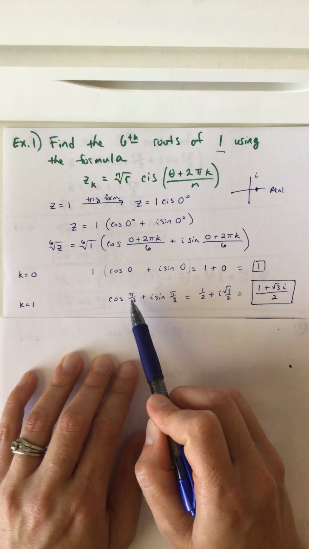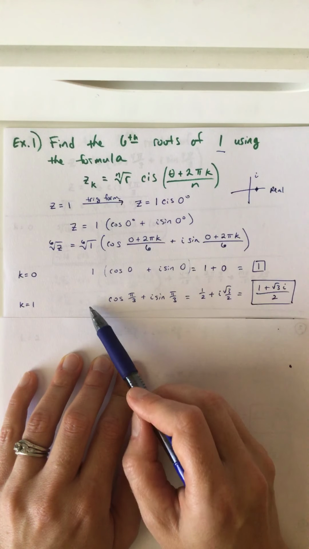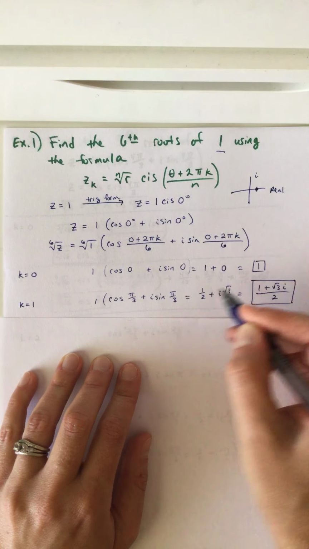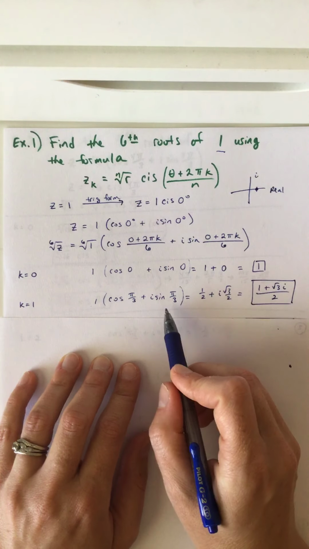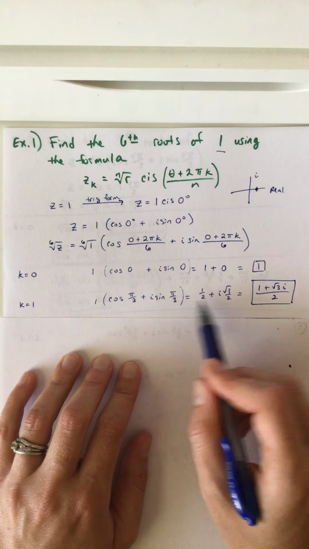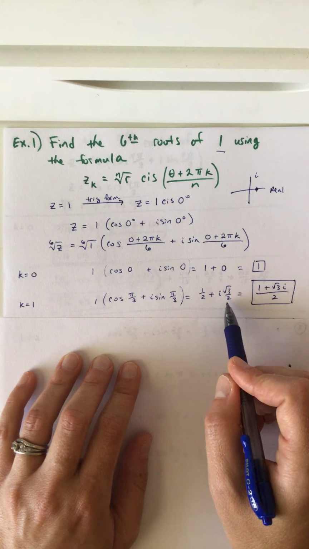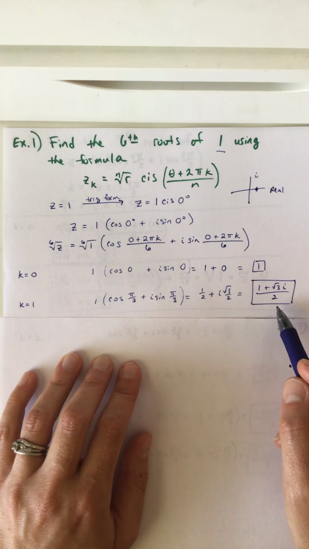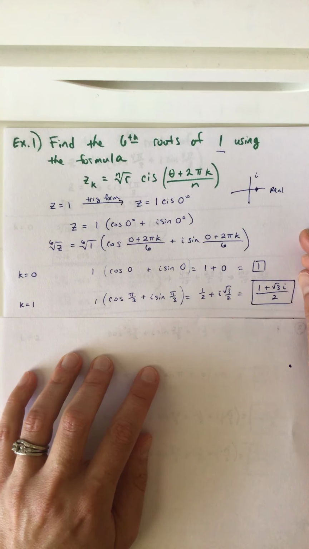So our angle here would be 1 times the cosine of pi over 3 plus i sine of pi over 3. Well, cosine of pi over 3 is a half. Sine of pi over 3 is root 3 over 2. And then we can simplify this expression here.